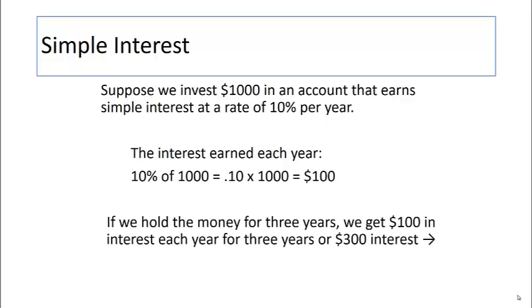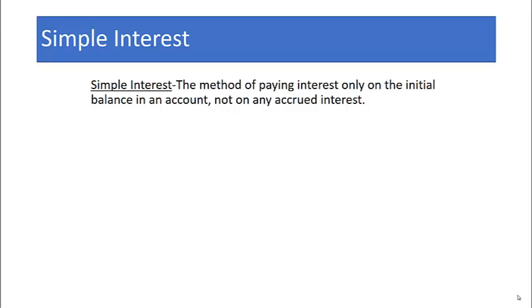For example, if we hold the money in the account for 3 years and we get $100 in interest each year for those 3 years, or $300 total in interest, then the amount in the account after 3 years would be $1,300. So again, simple interest is the method of paying interest only on the initial balance in the account, not on any accrued interest.